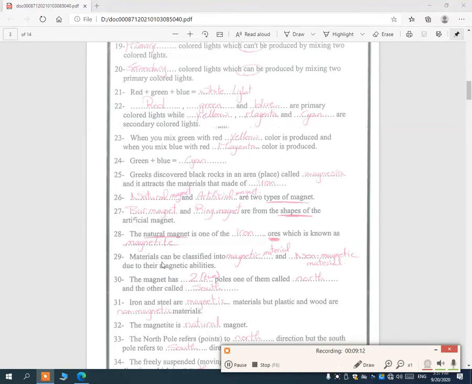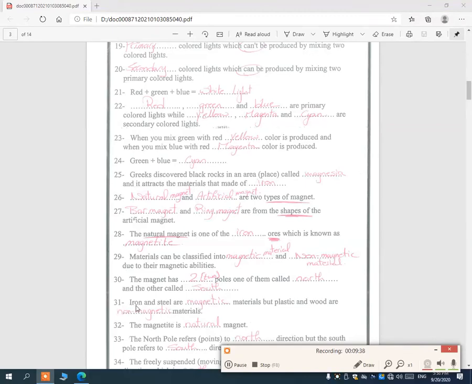29. Materials can be classified into dots and dots due to their magnetic abilities. Materials can be classified, which means divided, into magnetic material and non-magnetic material. 30. The magnet has how many poles? 2 poles. One of them called north and the other called south pole.